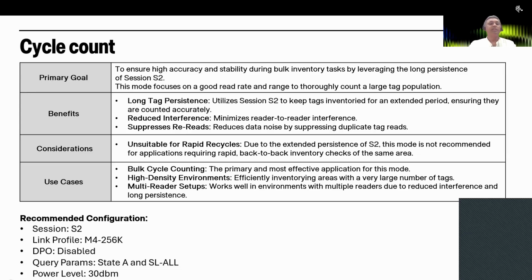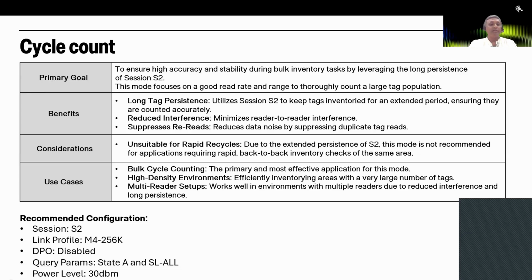So when we want to cover these use cases, we would be looking for cycle count configurations or cycle count profiles, right? Whenever we want to achieve this, we want to increase the persistence. That's why we would go for session S2, right? And this mode, as I said, will be focused more on a good read rate. We need to achieve good read rate, good range, and also thoroughly count large tag populations, right? So when we want to do these things, we need to have cycle count profiles, right?